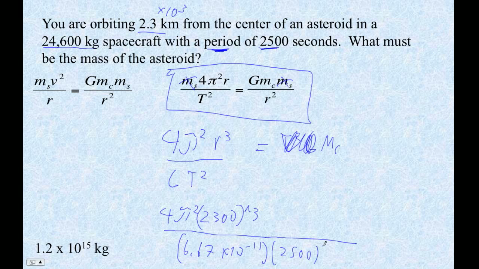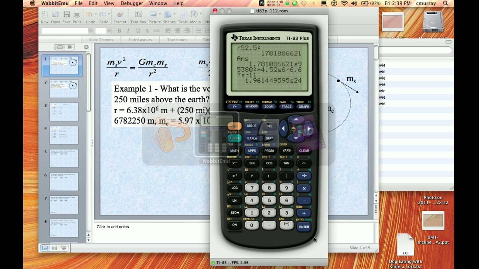Now, this is the one where you got to be a little bit careful when you're putting it in your calculator, because if you say 4 pi squared times 2,300 cubed, divided by, you have a choice. You can go divided by 6.67 times 10 to the negative 11th, and then divided by 2,500 squared, or you have to use the parentheses. Do the top part first, 4 pi squared times 2,300 cubed, divided by, left parenthesis, 6.67 times 10 to the negative 11th times 2,500 squared, right parenthesis. Let me show you what we're doing here.